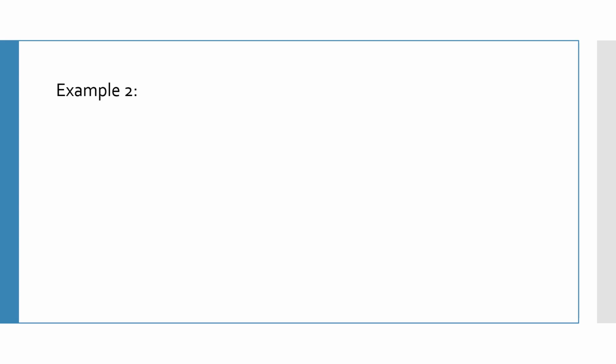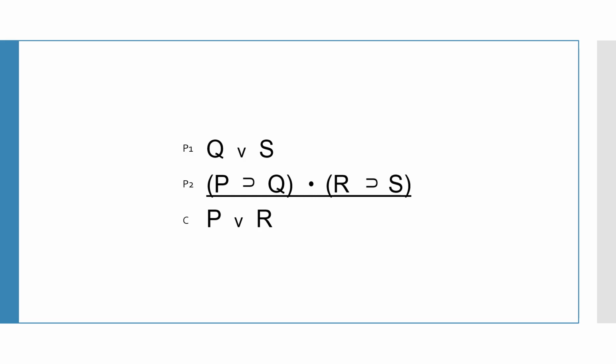Let's look at another example, in this case, an invalid form. Notice what we get here is in the first premise it's either Q or it's S. The second premise says if P then Q and if R then S. And then in our conclusion we get it's either P or it is R.